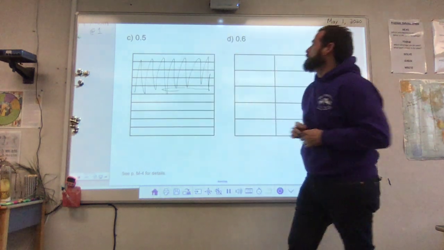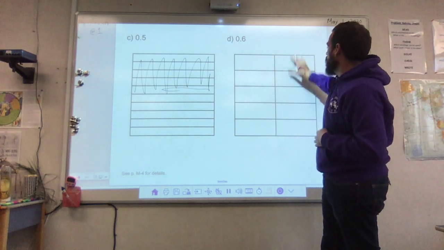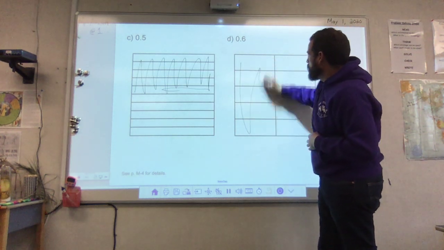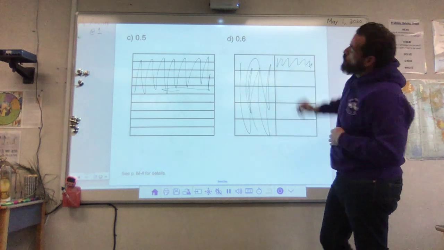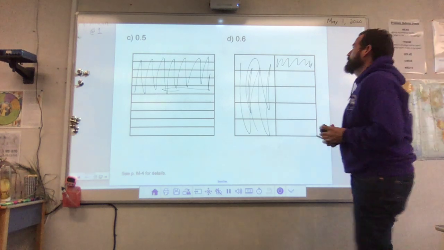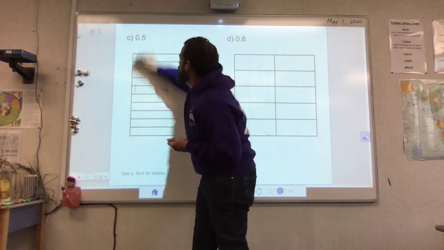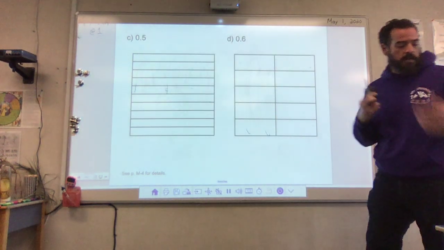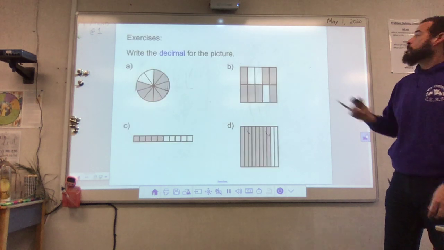So there's 5 tenths. Now 6 tenths, so I've got 5 shaded on one side, and 1 more to show 6 tenths. So hopefully you're starting to get a pretty good idea of how the tenths work.